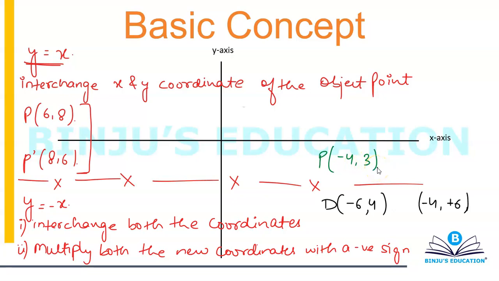You want to take its reflection along the line x is equal to minus y, or y is equal to minus x. Interchange the two coordinates. This will become 3 comma minus 4. Multiply both by a negative sign, so this will become minus 3 comma 4. When you take reflection along x is equal to y, you simply have to interchange. When you take reflection along x is equal to minus y, there is one additional step: you have to multiply both the new coordinates by a negative sign. Just remember this one thing.